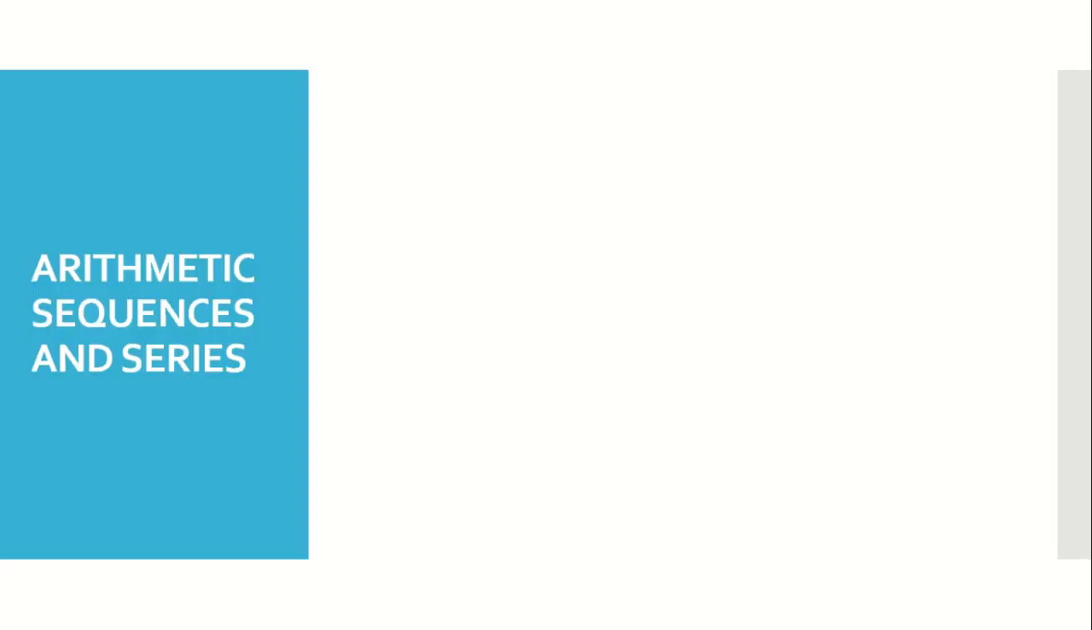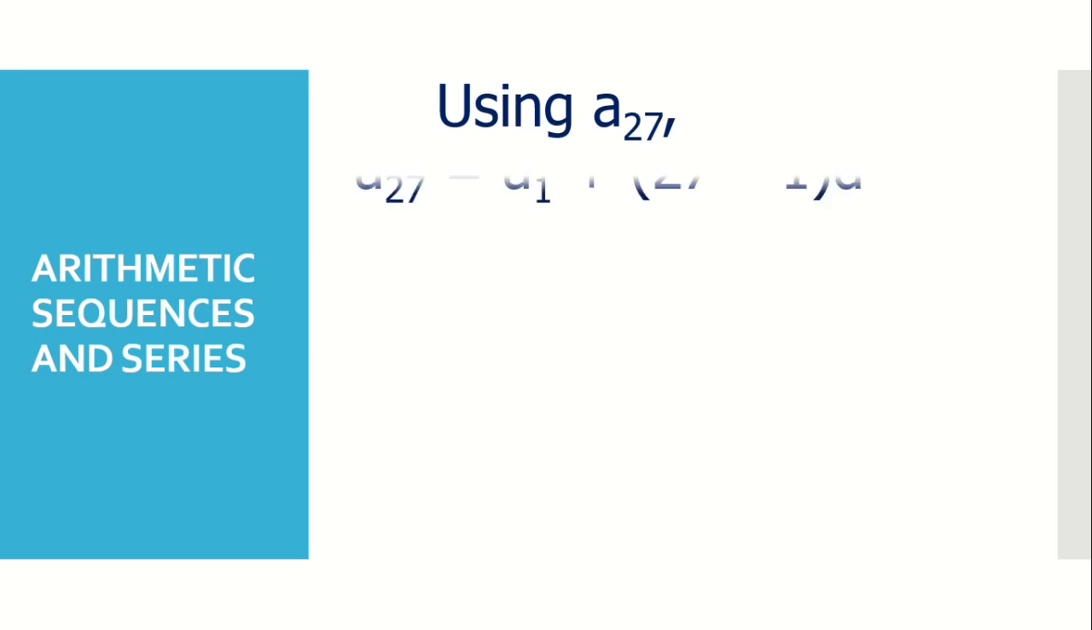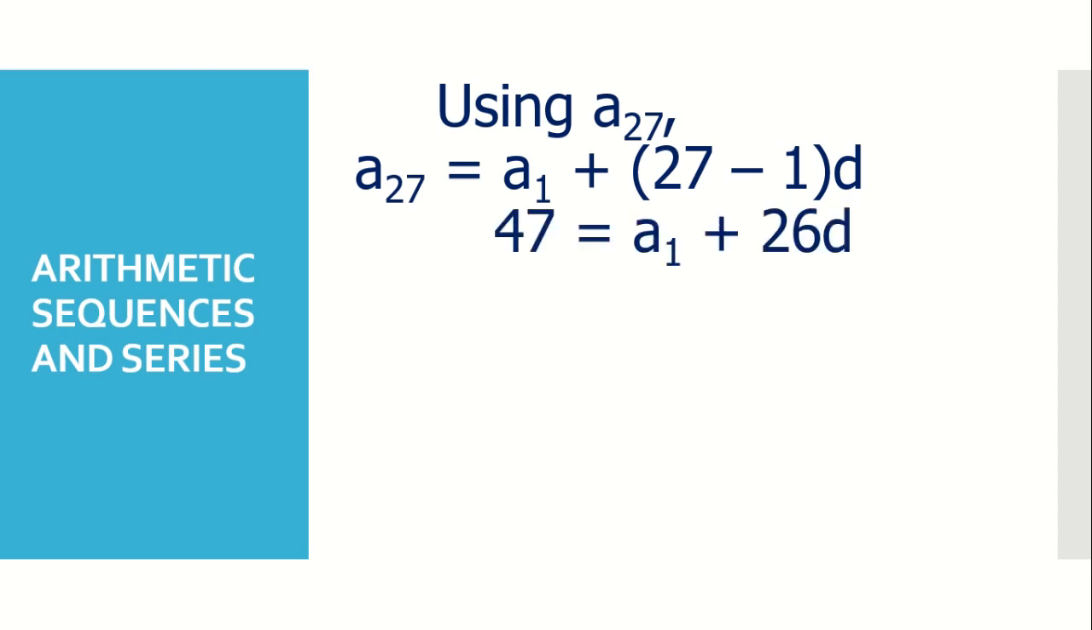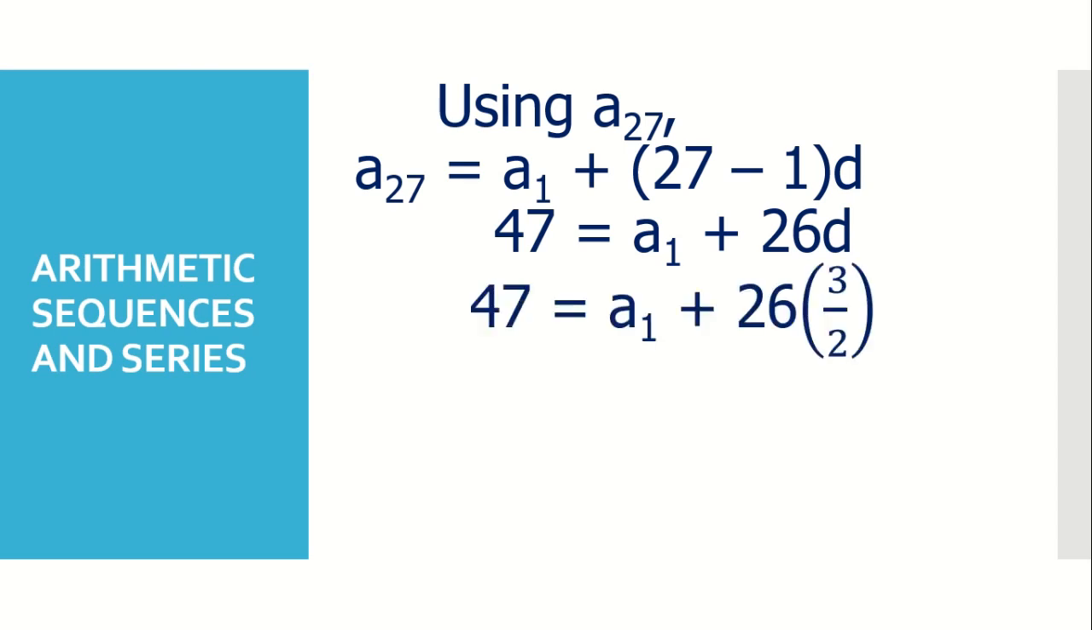Let us use the other equation. Using a sub 27, which is equal to a sub 1 plus 27 minus 1 times D. Our a sub 27 is 47, is equal to a sub 1 plus, simplifying 27 minus 1 will give us 26 times D, that becomes 26D. By substitution, our D is 3 halves again. So that is 47 is equal to a sub 1 plus 26 times 3 halves. Simplifying this one, you will have 47 is equal to a sub 1 plus 39.